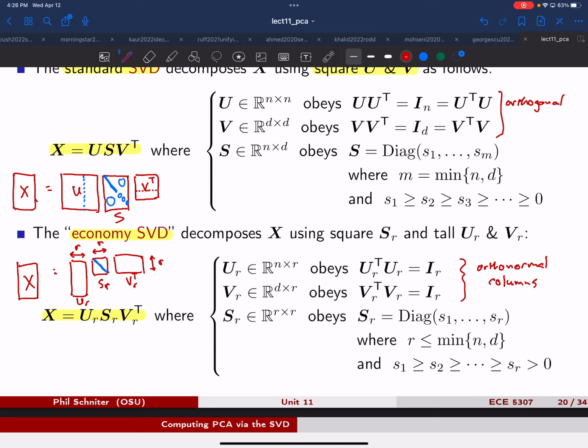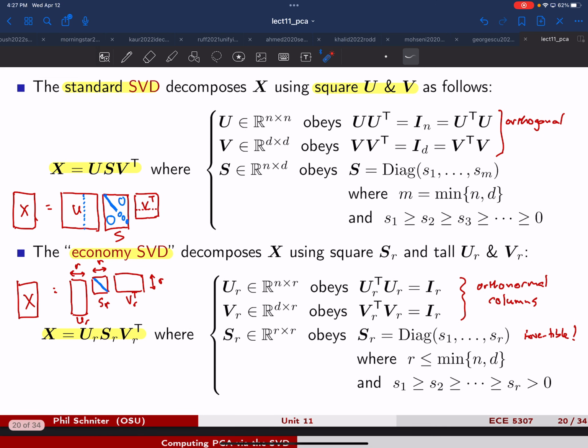And then S has the same form, except I've thrown away all the zero terms. And so I know that all the terms that remain are strictly positive. So as a result, this is invertible, which is nice in some cases to be able to invert that. The very last thing, I don't know if I said it, is that these are actually sorted. So they start big and they grow smaller. So that is also something that is convenient in some cases.